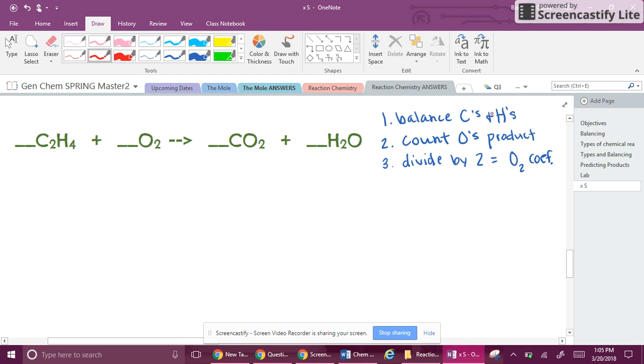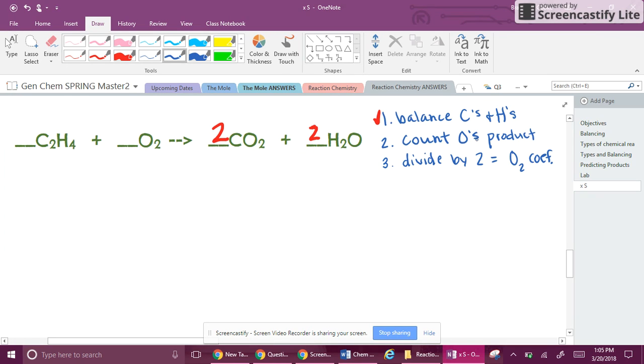Step number 1, balance your carbons and hydrogens. I see 2 carbons over here on the left, so I'm going to put a 2 to get those carbons even on the right. Then I see my hydrogens. I have 4, so I'll put a 2 here because 2 times 2 is 4. So step number 1 is done.